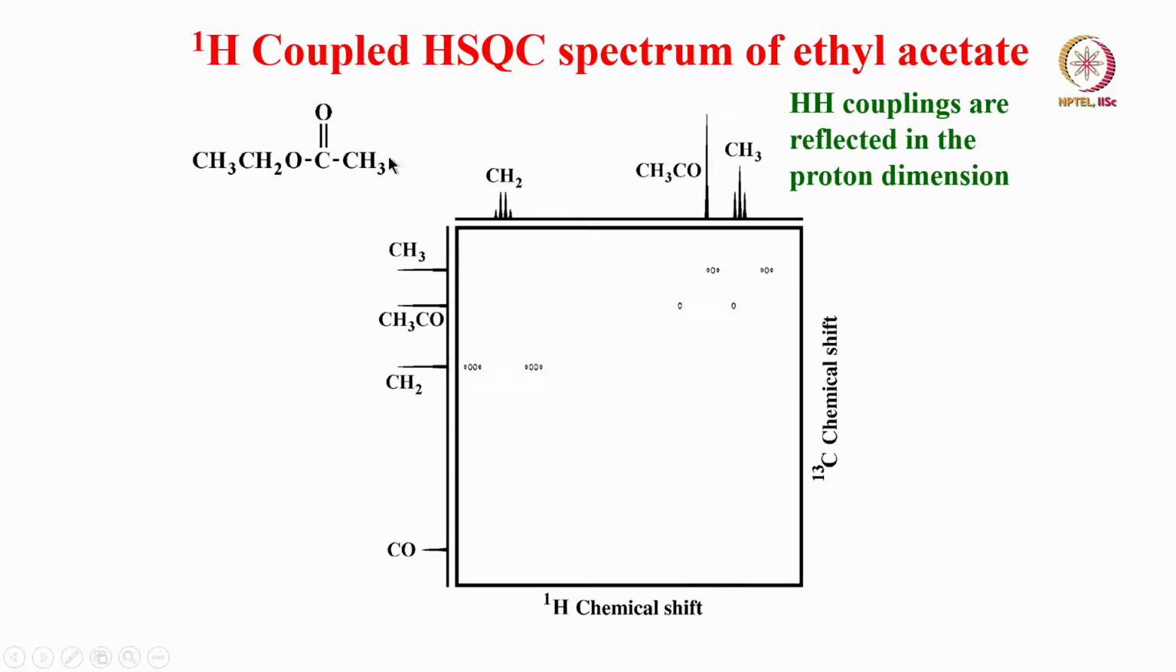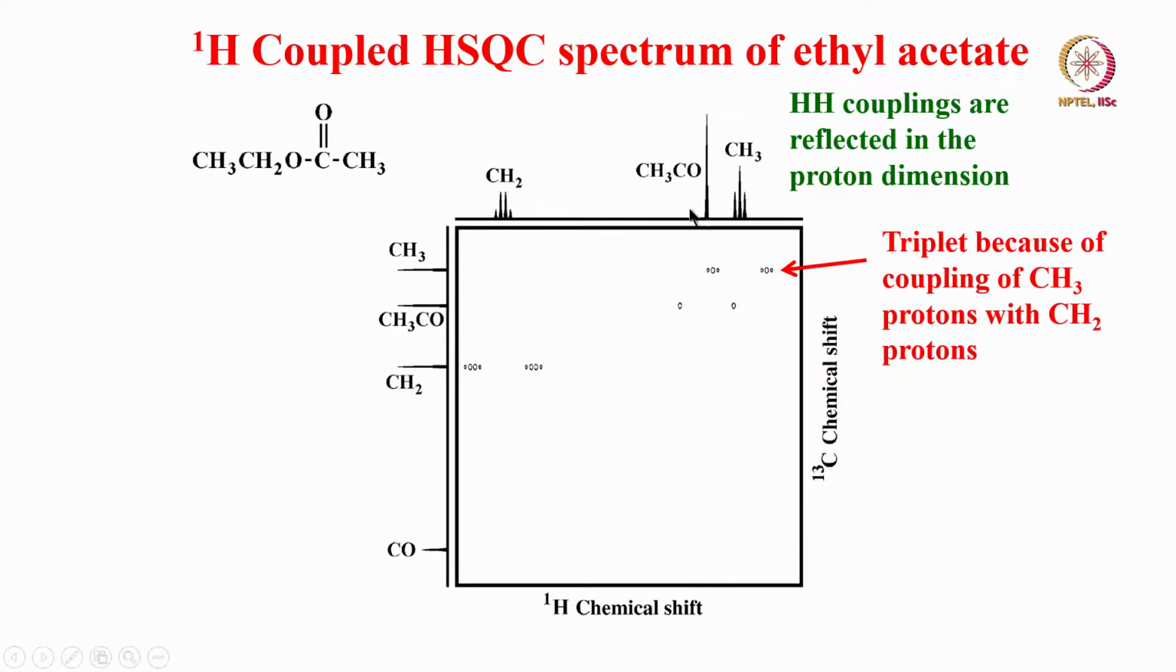Here we have CH3, CH2, CO. See, look at this one, CH3 here. This is not correlated to anything, only to this carbon. So this is the CH3 carbon, and at the center of this, if you go, you get these proton chemical shifts. On either side it is a triplet because this is actually this carbon, coupled to these 2 protons. This is not this carbon CH3, this is this CH3.